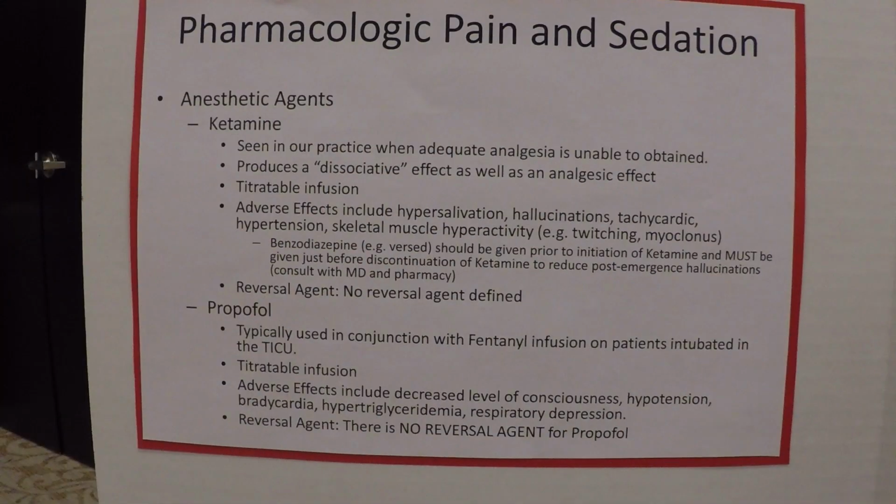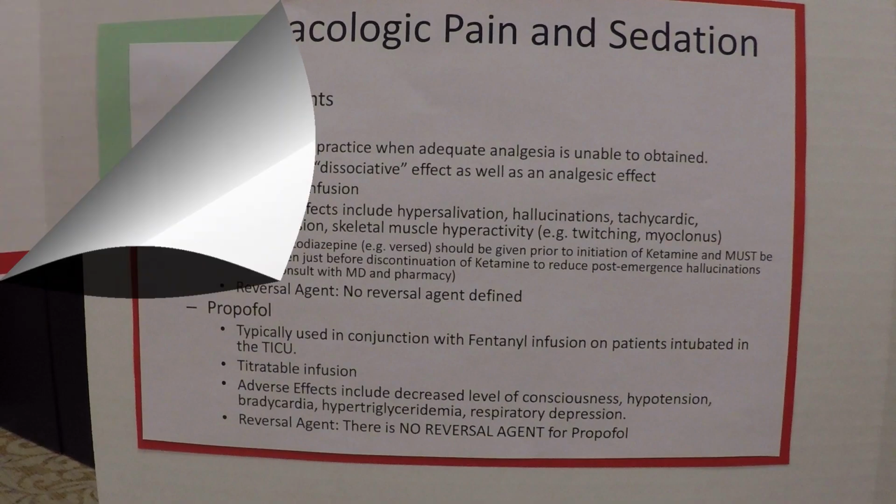For pharmacology, pain, and sedation, we are using ketamine, seen in our practice when adequate analgesia is unable to be obtained. It produces a dissociative effect as well as an analgesic effect. We also give propofol. This is used in the ICU. We use propofol, typically in conjunction with a fentanyl infusion, on patients intubated in the trauma ICU.